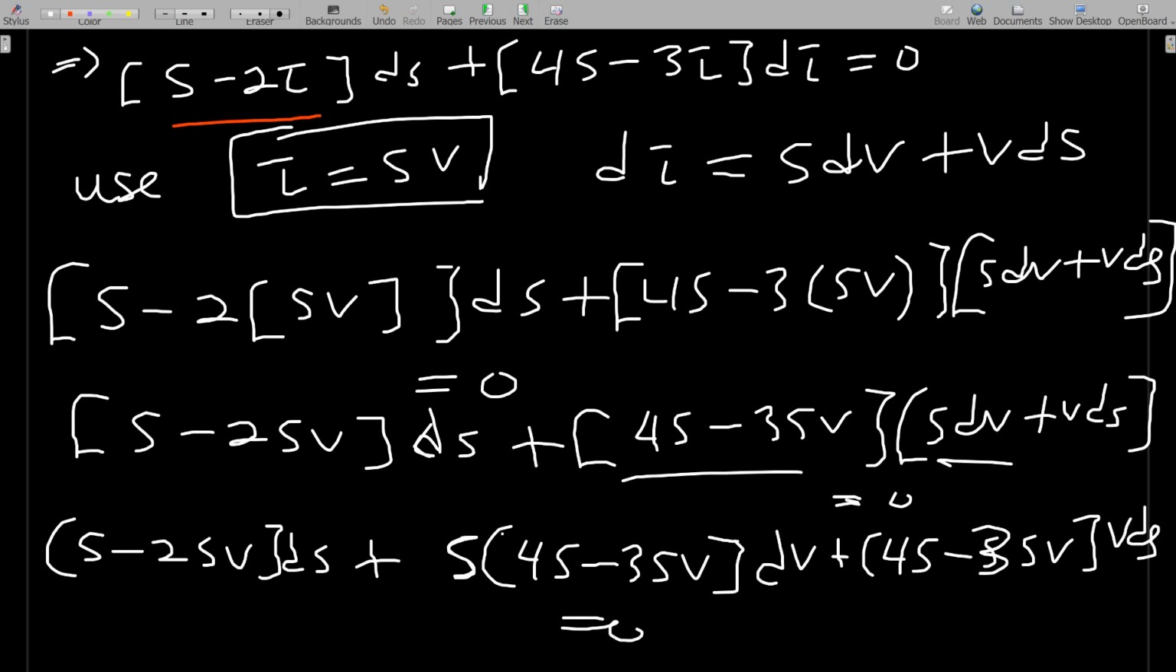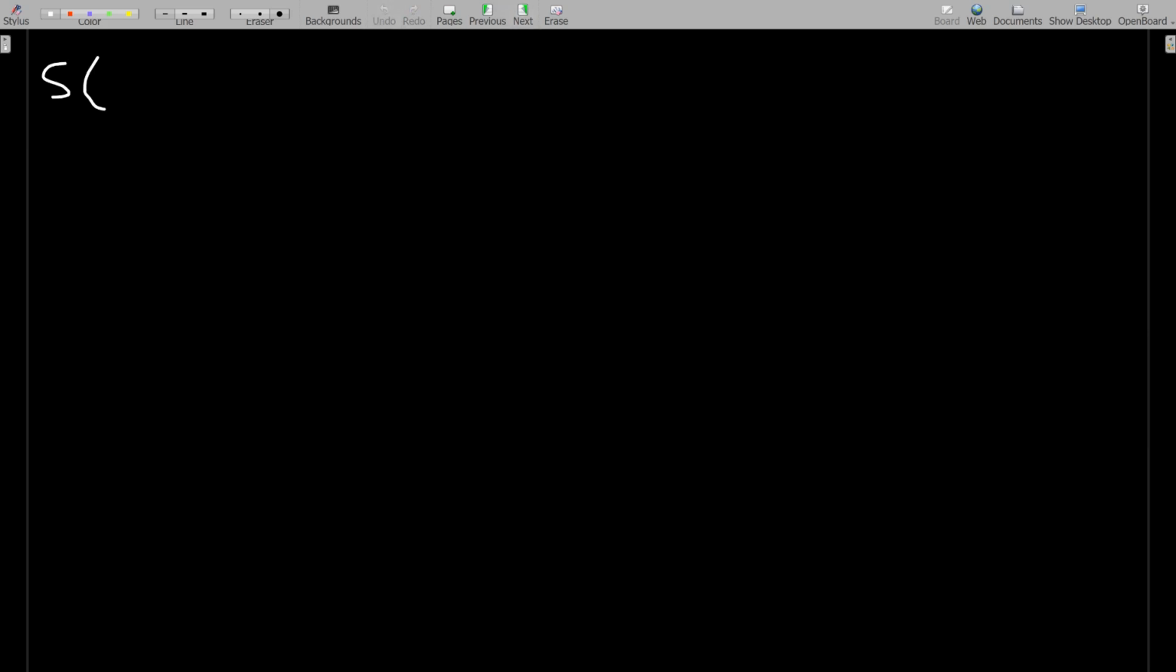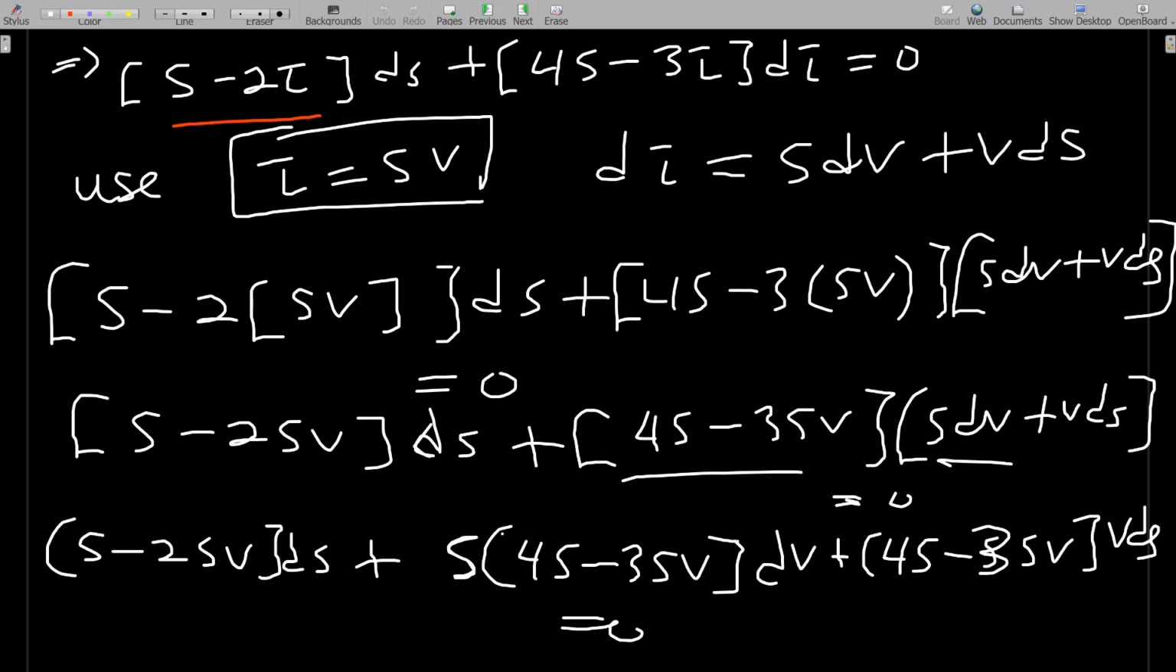So let's try to factor S out from each of the terms. Realize that the first term, we factor S out, and from here I'll be left with 1 minus 2v. So I'll have 1 minus 2v. I hope you understand this. Or is it plus? Let me see. 1 minus 2v rather.